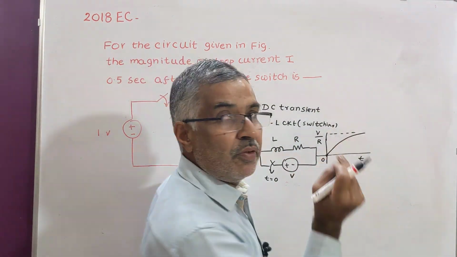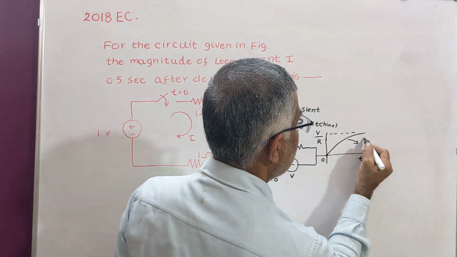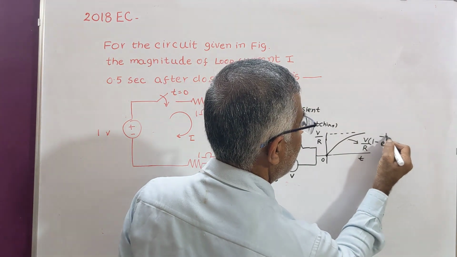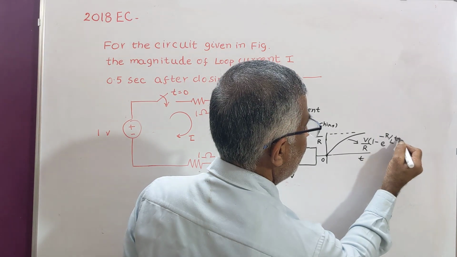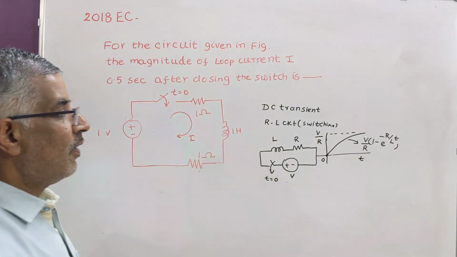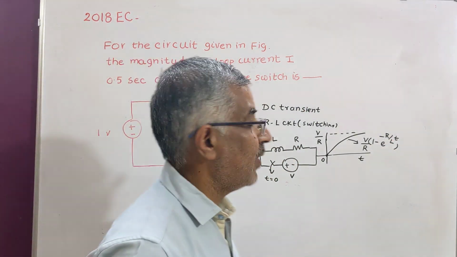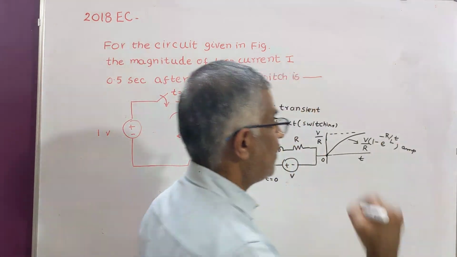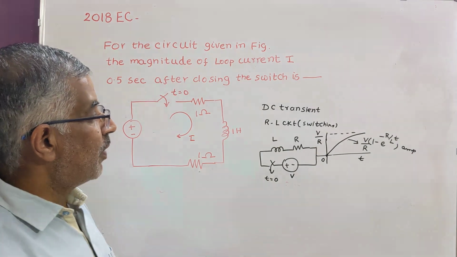This equation you have to very well remember. This equation is V by R into 1 minus e power minus R by L t amperes. This is the expression you have to very well remember.